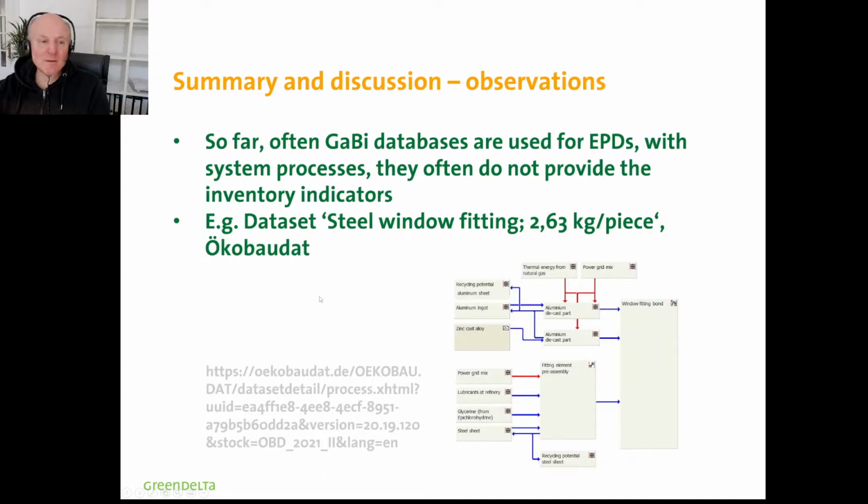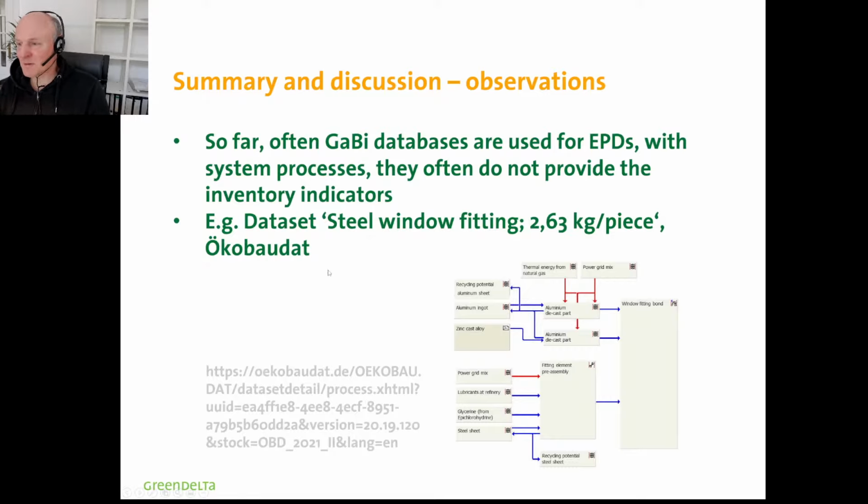And then maybe this opens a window to an interesting discussion. Of course, often, at least in Germany, GaBi databases are used for EPDs, and they have system processes, and for some reason they often do not provide the inventory indicators. To avoid any license issues, I take here a public data set that Sphera has prepared as background data for the Ökobaudat, which is the German public database to be used for EPDs in the construction sector.